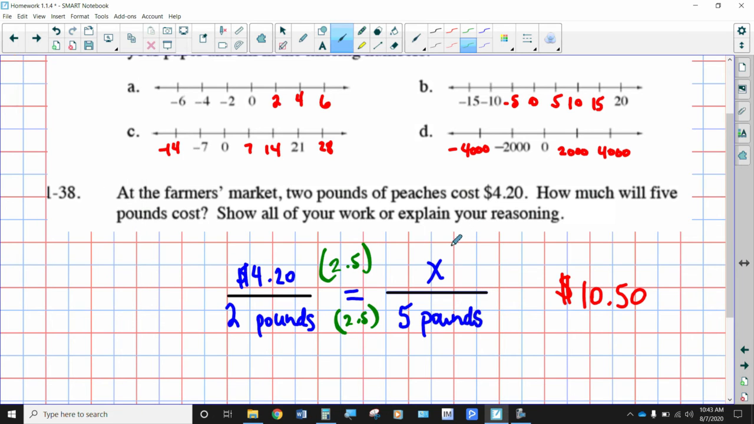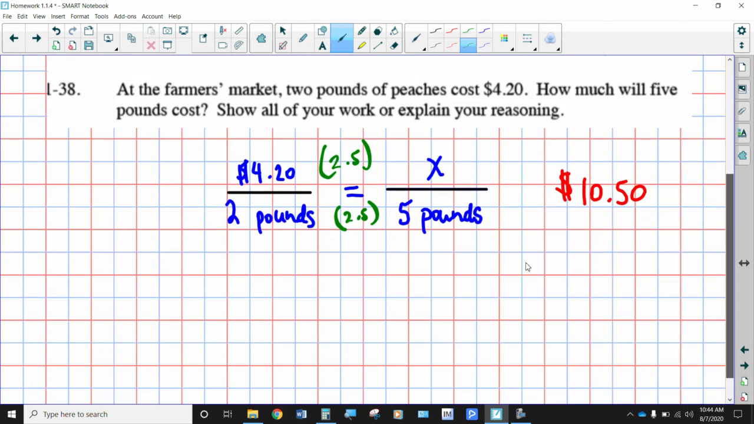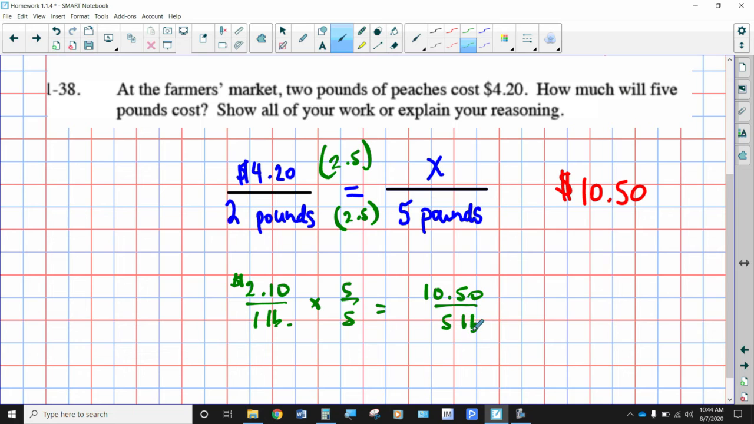Some of you may have chosen to go a different route, though. Some of you might have said, well, I know that if it's $4.20 for 2 pounds, that means that 1 pound must be $2.10. So if I multiply that times 5, because we're getting 5 pounds, we'll multiply the $2.10 times 5, we'll get $10.50. So sometimes we do this process by finding a unit rate. Other times we use proportional reasoning. Both are solid ways of solving these problems. Feel free to use whichever method makes most sense to you.